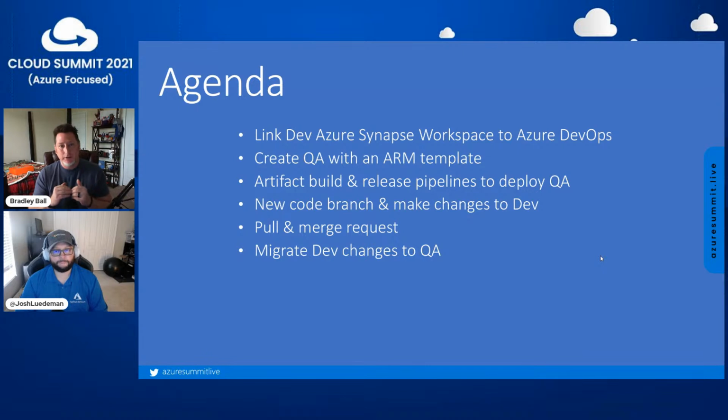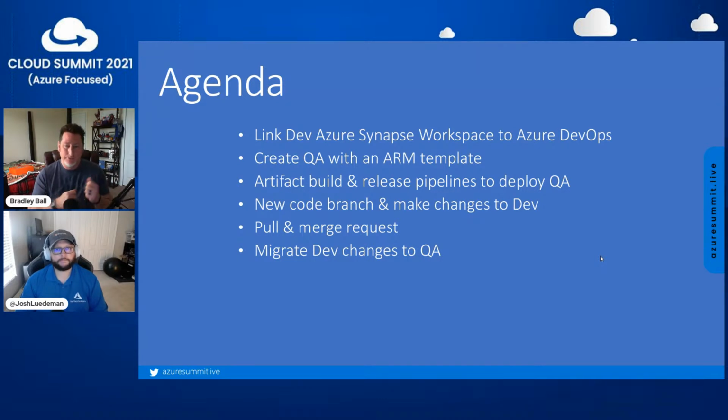We're going to create an ARM template and create our QA environment. If you go forward the proper way, you should create your dev environment from an ARM template as well that you have in your DevOps repo. But this way, you'll get to see a little bit of how to do both of these. What we're going to do is an artifact build and release going from dev to QA.